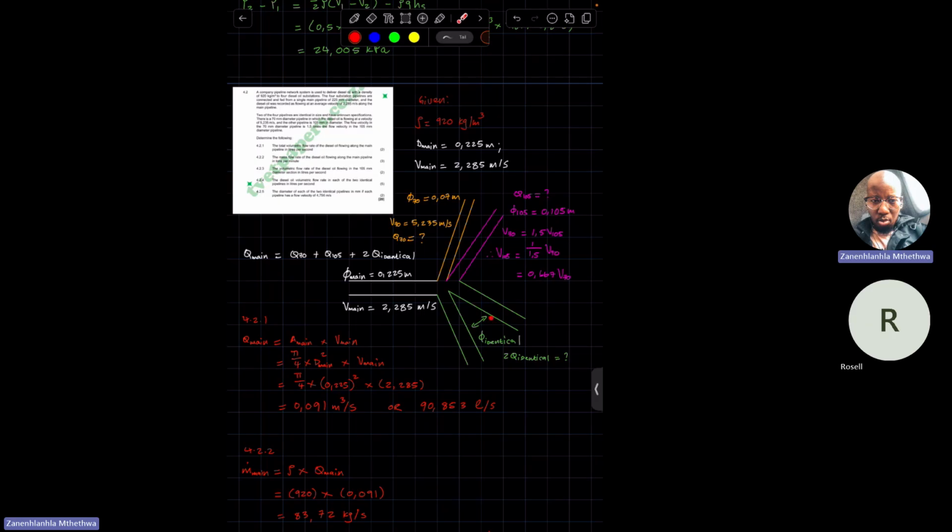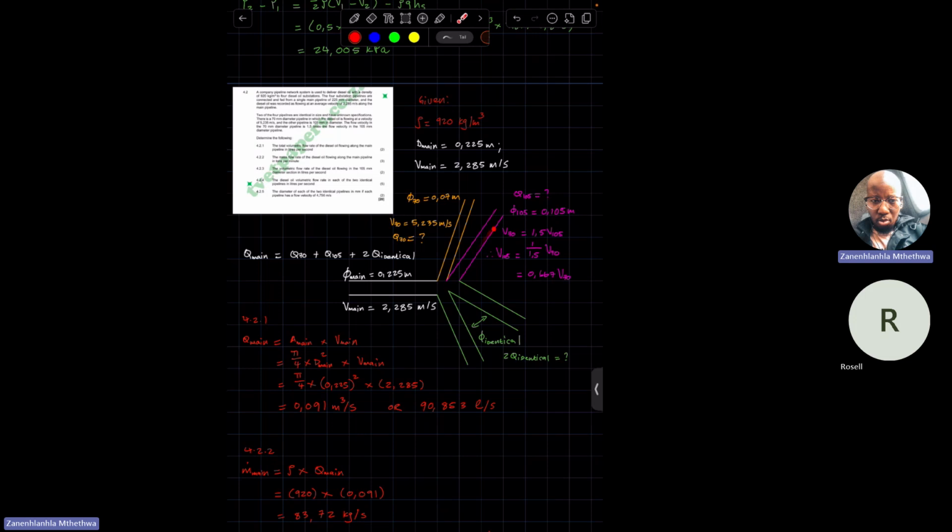Then they say there is a 70 millimeter diameter pipeline in which the diesel oil is flowing at a velocity of 5.235 meters per second. So this would be this pipe in this case. So this I take as my 0.07 meter pipeline. And we are also given the flow velocity in this pipeline, which is 5.235 meters per second. And then the other pipeline is 105 millimeter in diameter. So that would be this pipe.